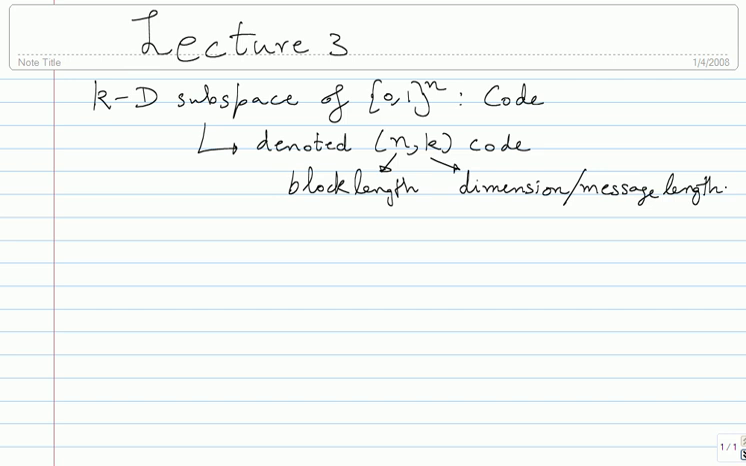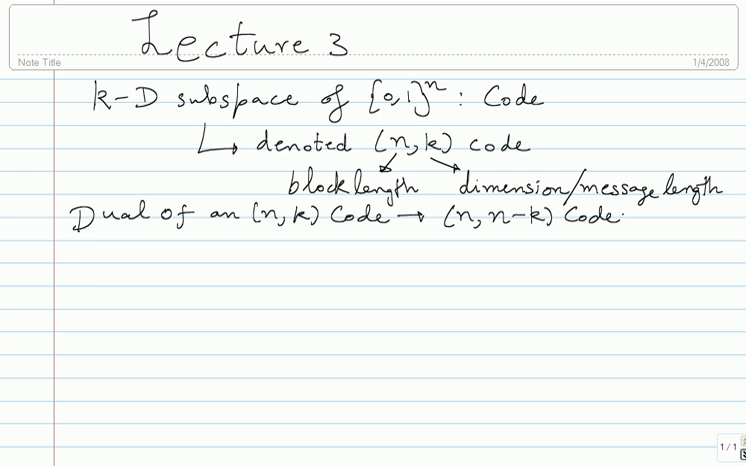Alright, so that's the (n,k) code. And we've been talking about the dual subspace, right? So what's the dual? The dual of an (n,k) code. We saw before that this will actually be an n minus k dimensional subspace, or in my terminology now, it'll be an (n, n minus k) code. That's my terminology.